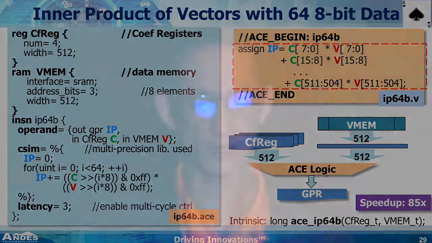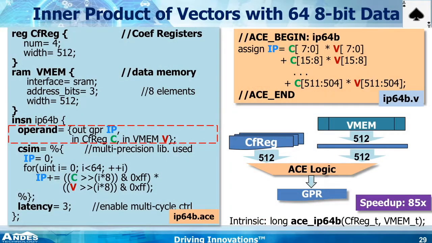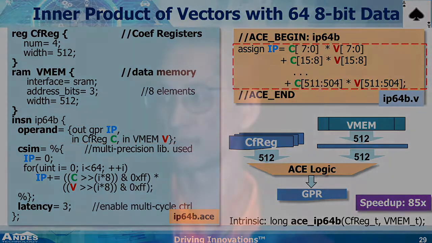Let's look at the Verilog part, which is much easier to understand. C and V are 512 bits. So you use the Verilog way to extract the corresponding bits and do multiplication, and you write 64 of them and add them together. Now that's all you need to do. Later on, we're going to make this tedious work of writing this 64 times less painful.